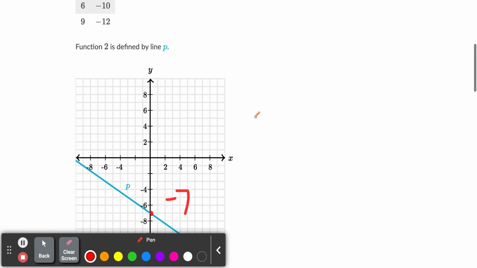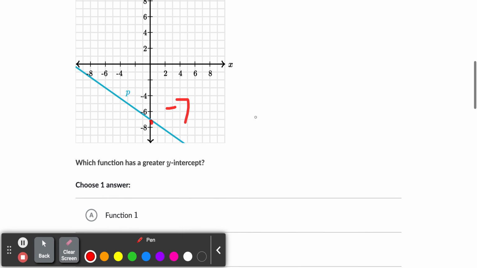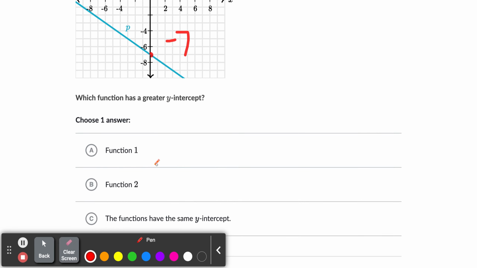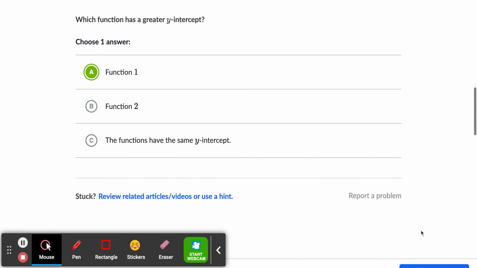Okay, so just compare the two numbers. -6 compared to -7. Obviously, -6 is bigger. So we say function 1 has a greater y-intercept.